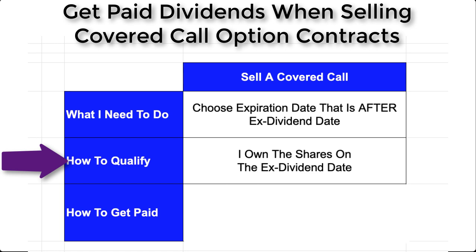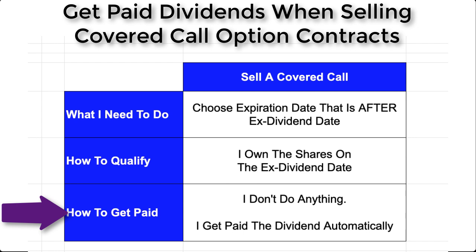Next, how do I qualify for receiving the dividend? Well, I just need to make sure that I own the shares on the ex-dividend date. And the last item I need to address is how do I get paid the dividend? This is the simplest step of all. I don't need to do anything. As long as I'm the owner of record of those shares, I'll receive the dividend payment automatically. The company will issue the dividend to the broker that's holding my trading account, and then the broker will automatically deposit those dividend funds into my trading account.